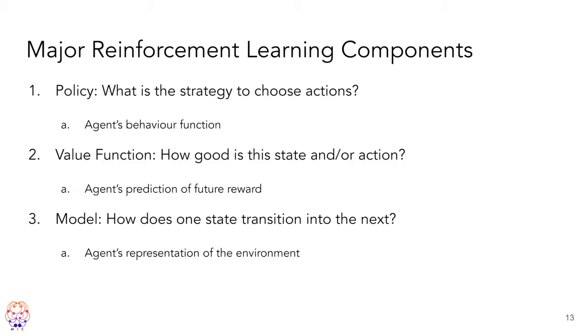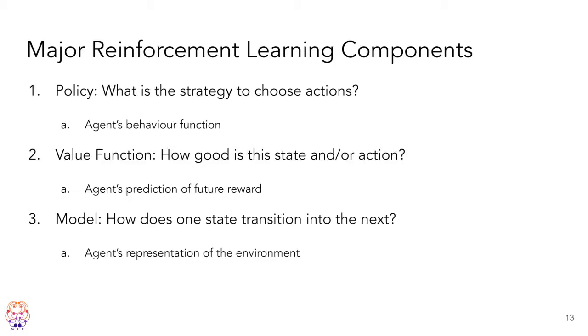Value function is what we determine how good is this state that we're in. So like I said, a final exam is not good. A birthday party would be good. And then a model. A model is basically how do we transition from one state to another. Say if we take an action in some given state, where will the next state be?